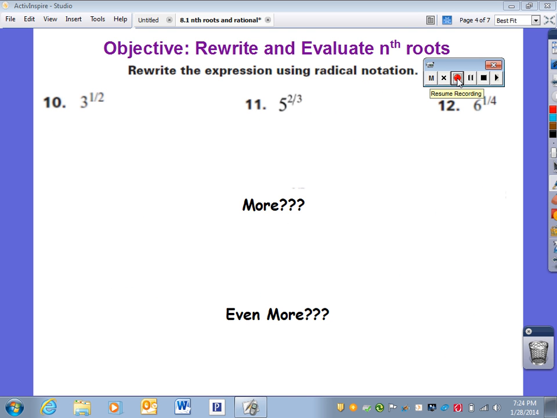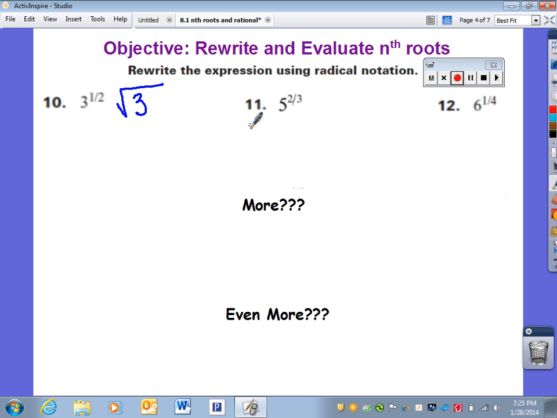Now what we would like to do is rewrite our rational exponents as radicals. We want to use radical notation. The denominator tells us the type of root, so we are going to do the square root of 3, and the exponent tells us the power. Since it's to the first power, we don't need to write that.